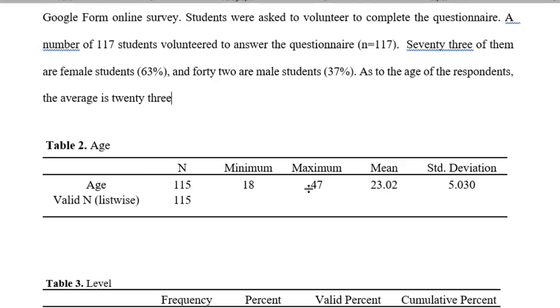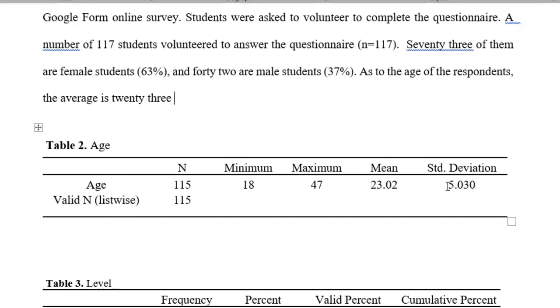Okay, with a standard deviation of 5.03. So the mean, which means the average age that is common among the sample, all of them, their age is 23. This is the most frequent age, with a standard deviation of 5. This means that each respondent varies from the other in terms of age by 5 years.